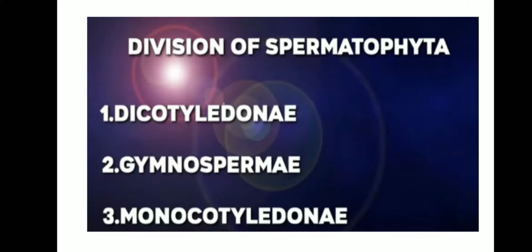And next, let's see the division of the Spermatophyta. That means seeded plants are divided into three categories based on the Bentham and Hooker system of classification. What are they? Dicotyledons, gymnospermae, monocotyledons. Dicotyledons, you know, all the dicotyledons. Gymnospermae means all the naked seeded plants. Monocotyledon means a single cotyledon is present in the seed. So all the seeded plants are classified into three categories.